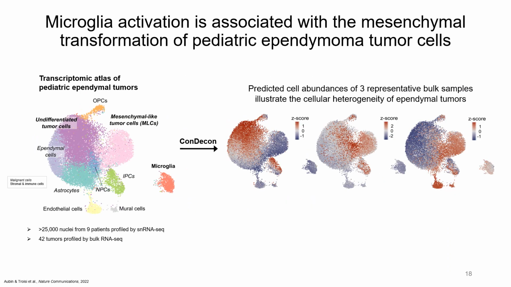Finally, we sought to investigate the relationship between tumor-infiltrating microglia and the mesenchymal transformation of pediatric ependymoma, a rare and aggressive brain cancer in children. To that end, we applied ConDecon to a previously characterized transcriptomic atlas of these tumors consisting of bulk and single nucleus RNA-seq data. Consistent with clustering-based deconvolution methods, ConDecon predicts that the cell type composition of ependymal tumors is quite heterogeneous.